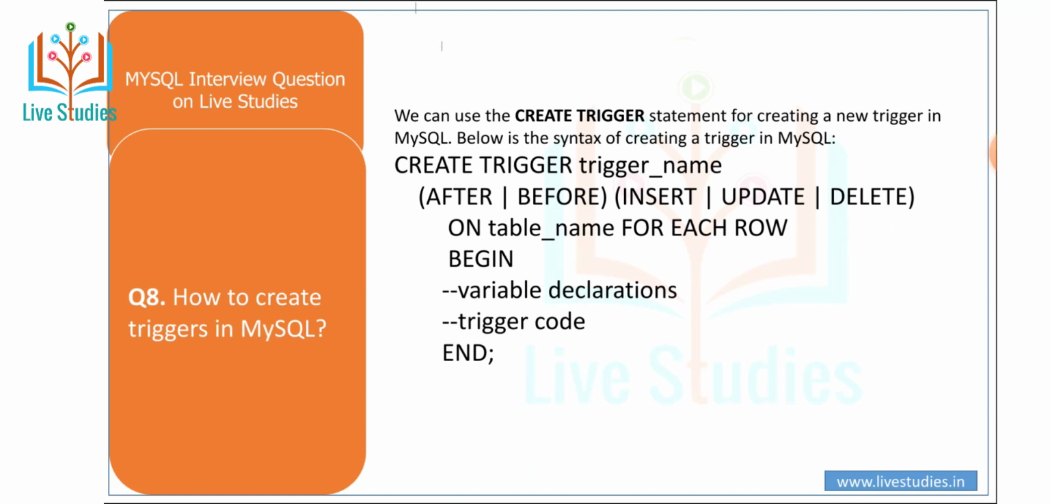Another question is, how to create a trigger in MySQL. We can use the CREATE TRIGGER statement for creating a new trigger in MySQL. Below is the syntax of creating a trigger. Just write CREATE TRIGGER, then the trigger name, then AFTER or BEFORE, and INSERT, UPDATE or DELETE. Only these 3 queries can fire a trigger: insert, update and delete. ON table name, FOR EACH ROW. BEGIN, variable declaration and trigger code, then you terminate with END.